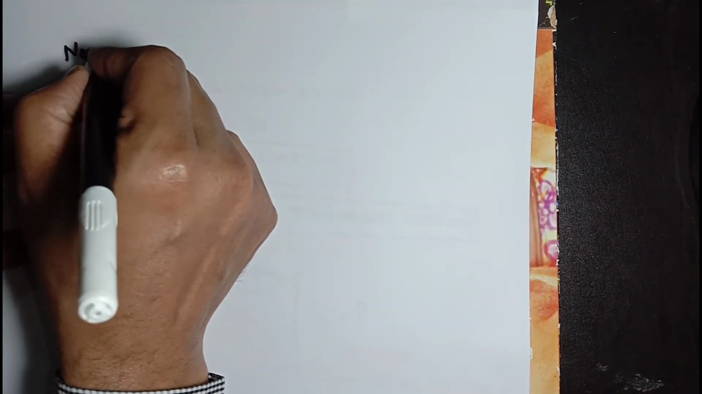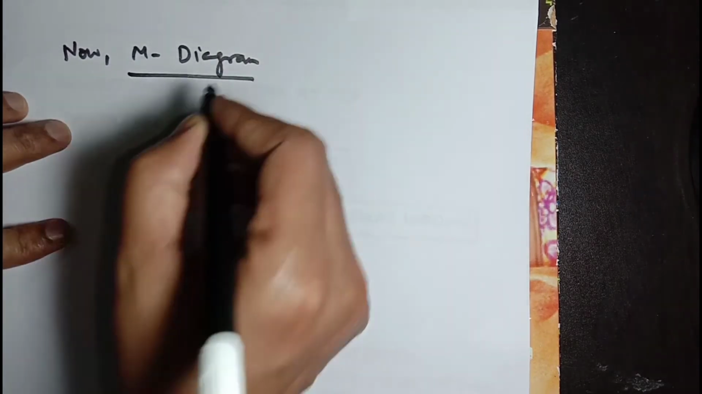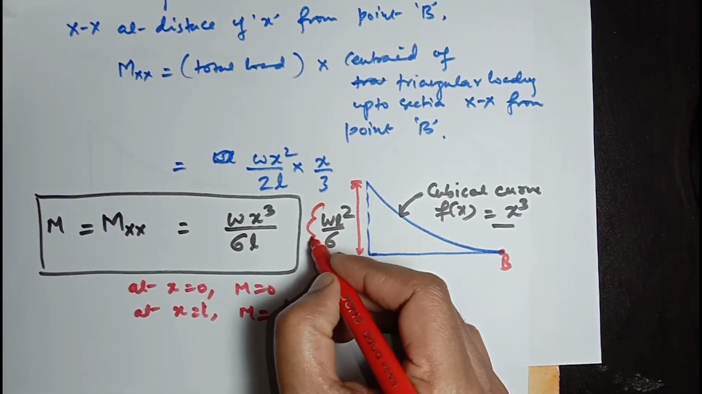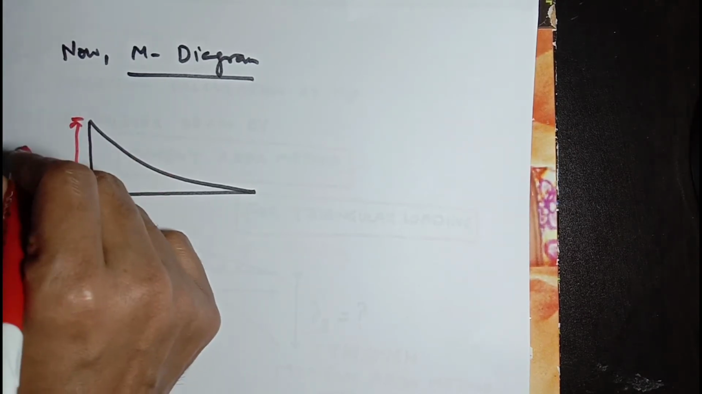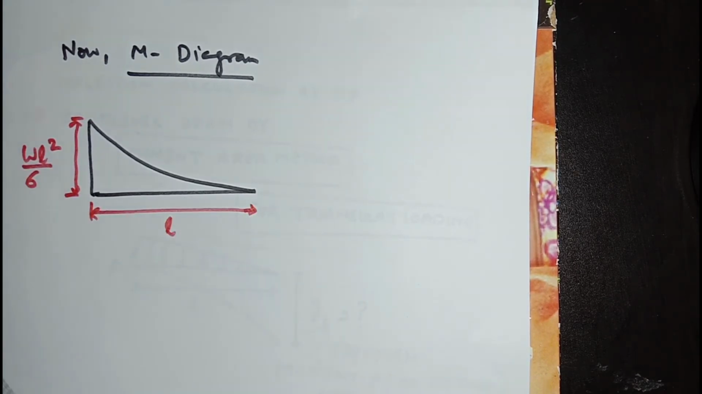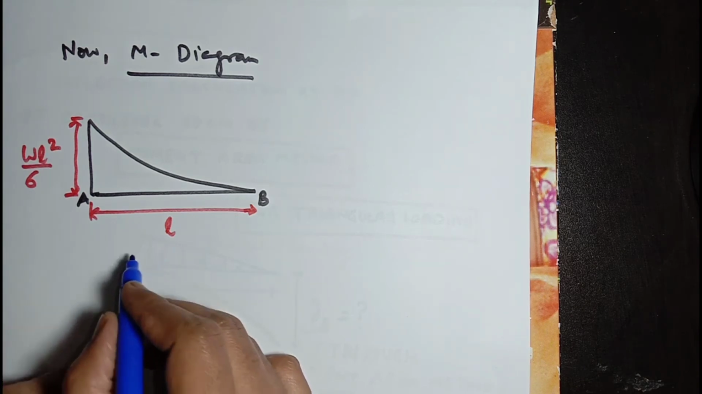Now, the M diagram, the bending moment diagram, is this one, as we have calculated here. This is the M diagram. The maximum value is WL square divided by 6, and the length is L. This point is A, the support point, and this point is B, the free end. Now the M over EI diagram of this one will be developed from this M diagram.